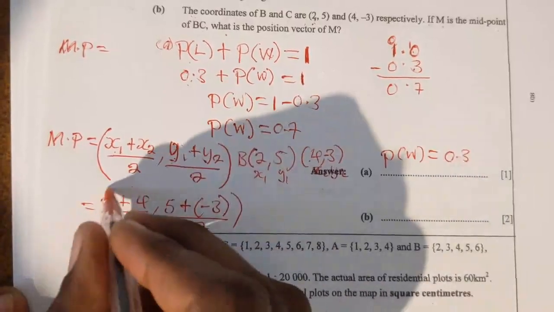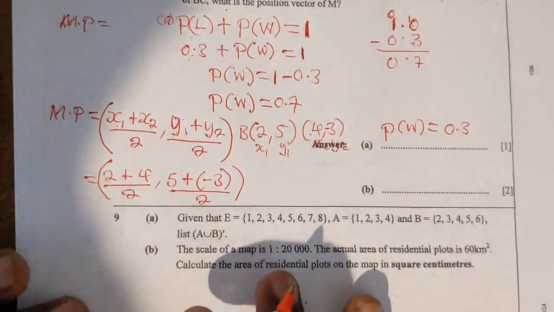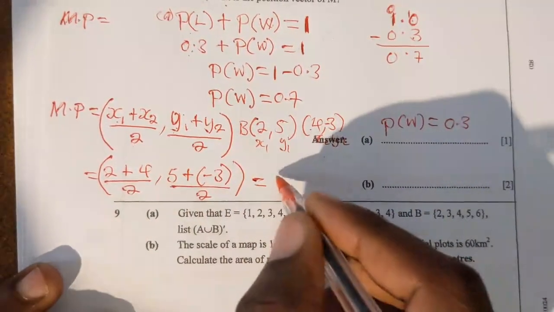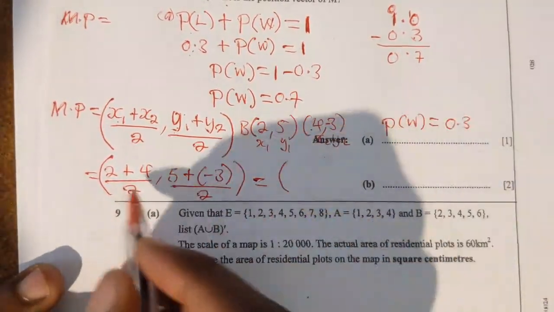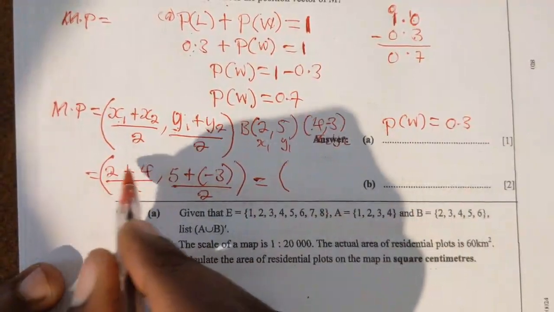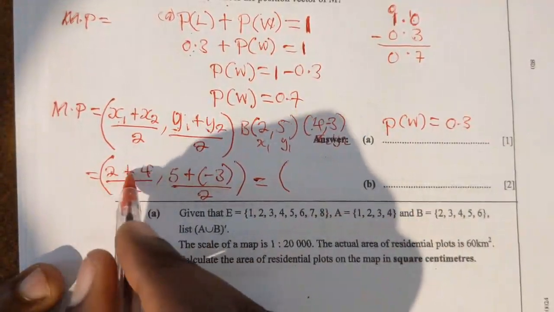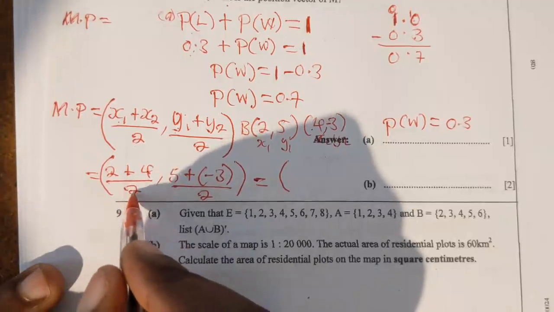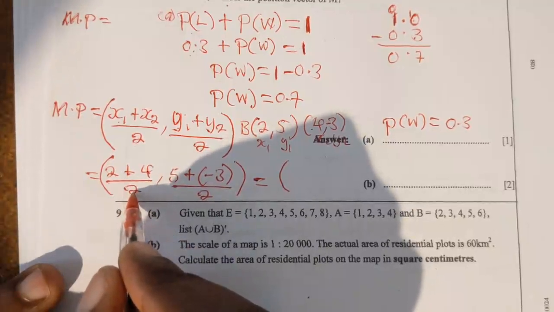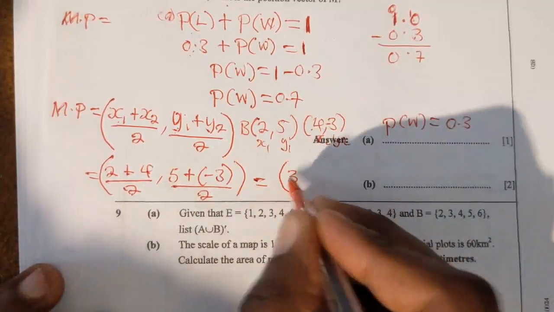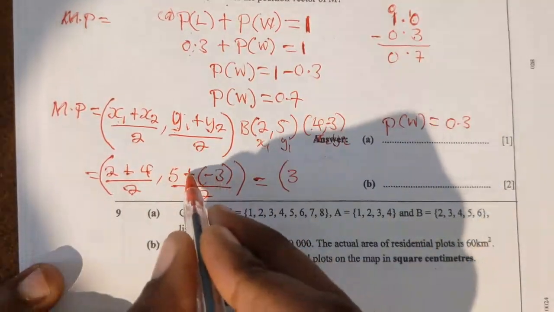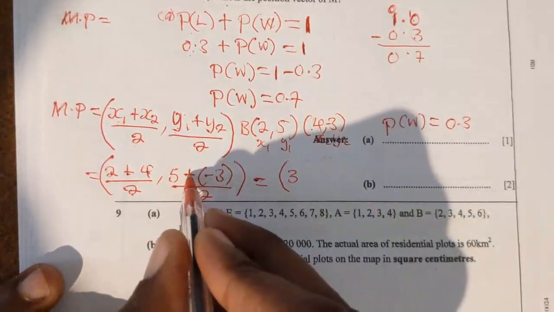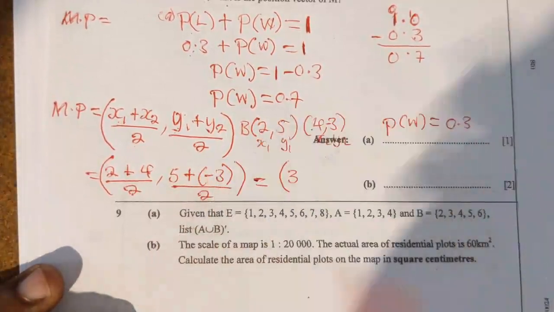This is what you're going to do. Now I'm going to put the answer here. 2 plus 4 is 6. Then 6 divided by 2 is 3. Then here we have a positive and a negative, so you multiply. Positive times negative is what?